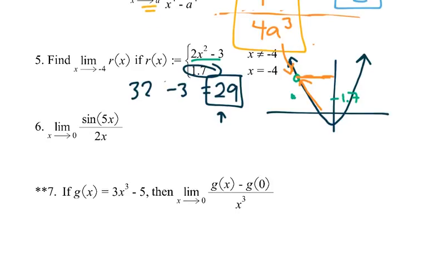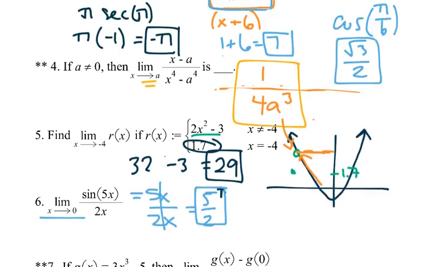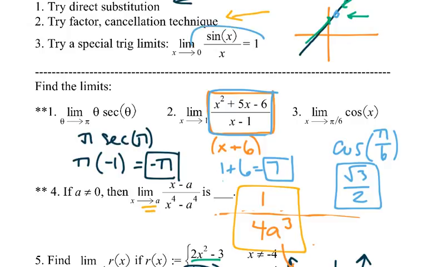Number 6, the limit of sine of 5x over 2x. This is a really easy one because as we approach 0, the sine of 5x becomes basically the same as 5x. And with 2x on the bottom and 5x on the top, the x's cancel out, and we're left with 5 over 2. So that's how you do a special trig limit like this. And you can kind of see that definition up here. That's called a special trig limit.